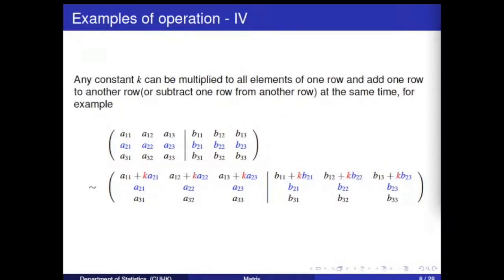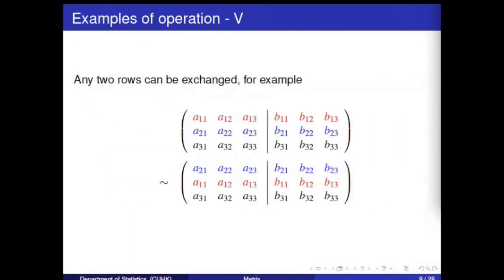Any constant k can be multiplied to all elements of one row, and added to another row, or subtracted from another row at the same time. For example, k is multiplied to all the elements in row 2, and then added to the corresponding elements in row 1. Any two rows can be exchanged. For example, row 1 and row 2 have been exchanged.